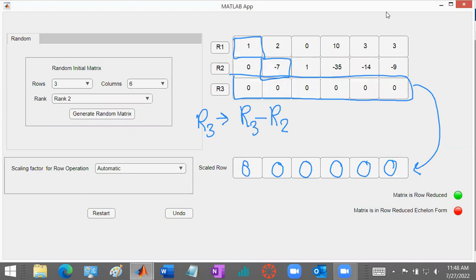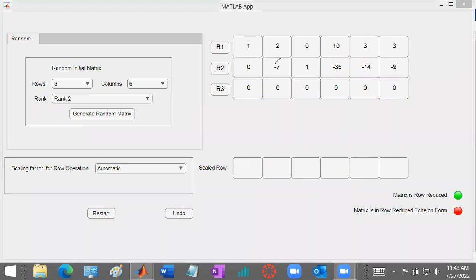We're going to turn it into row reduced echelon form by dividing this whole row by -7, and then we'll use this 1 that we get to cancel out this 2. So what we're going to do now is take this -7, divide through the whole row, and turn this pivot into a 1. So we'll do R2. It's going to be replaced with R2 divided by -7.